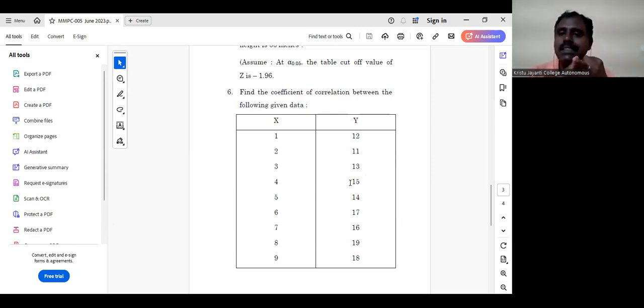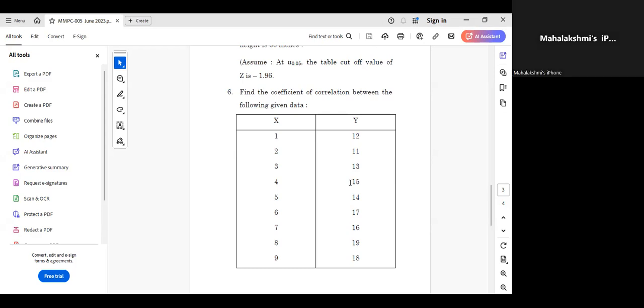But for correlation, I said there are two types we are going to calculate. One is using Pearson's method, another is Spearman's rank correlation coefficient method. So here you can use either. In Spearman's rank correlation, you find the rank for X and rank for Y, then find the difference D equal to Rx minus Ry, then find D squared. Then the formula is 1 minus 6 into the sum of D squared divided by N cubed minus N.